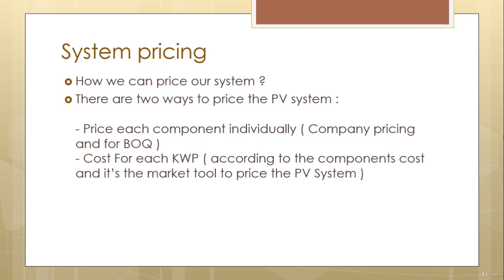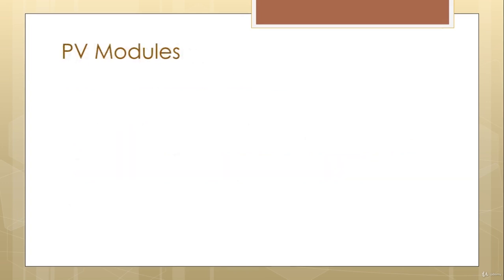And the cost for each kilowatt peak depends on the component's cost, and it's the market tool to price the PV system. So inside the PV companies, we price the system by its components, then use the cost for each kilowatt peak as a selling price. So if we have a 4 kilowatt peak system, for example, and the cost for each kilowatt peak is 700, then 700 multiplied by 4, we get 2800 selling price. Let's see the component cost.